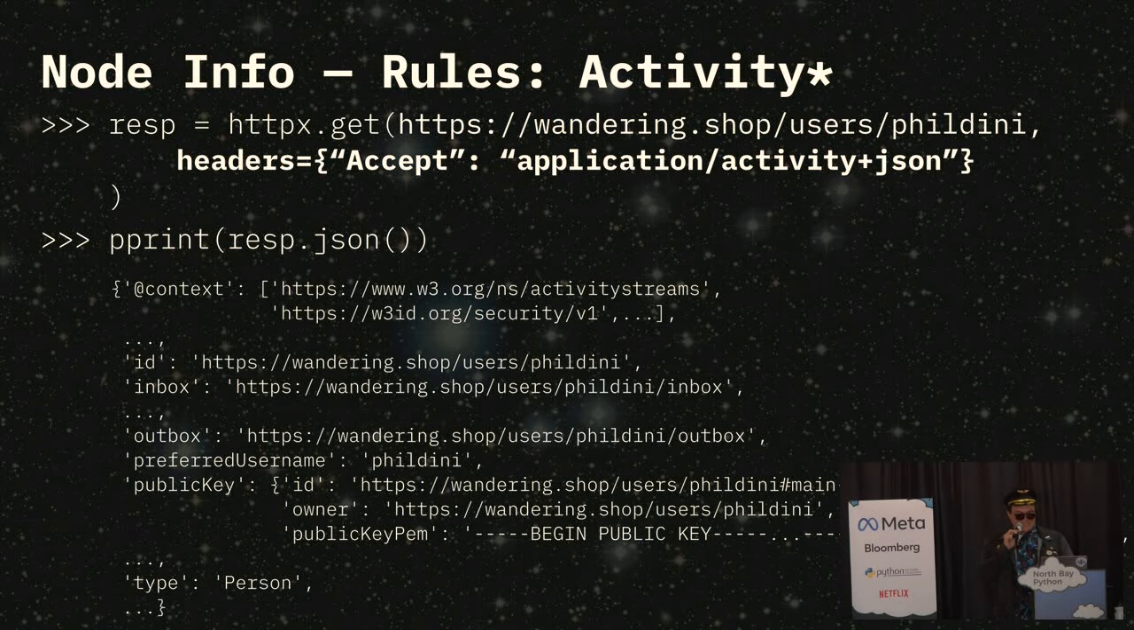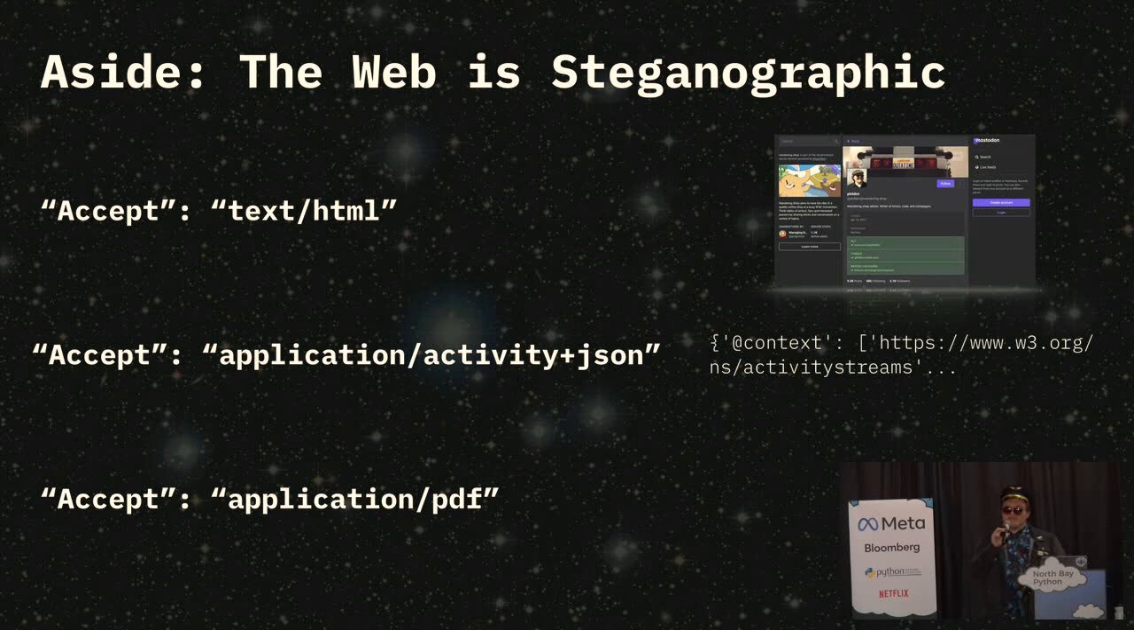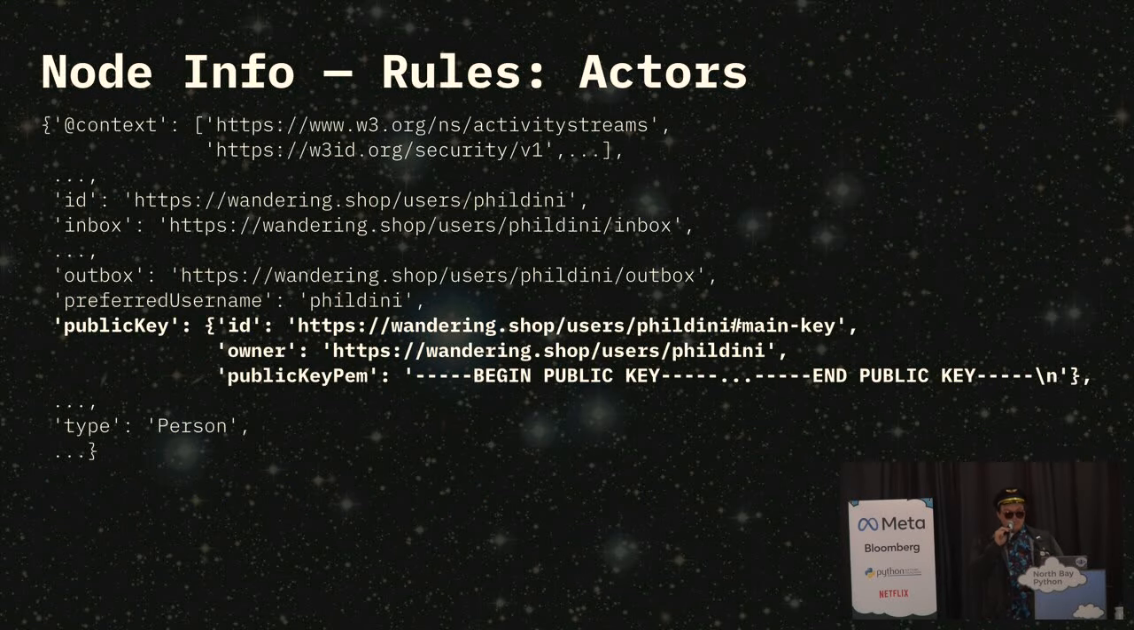I want to make a brief aside to you new comrades. The web is steganographic. A URL is not just a URL. It hides, potentially, multiple things inside it. When you ask for text/html, which is often the default for the web, what you get back is text/html. Your browser renders that as an HTML page. When you ask for application/activity+json, you get back what we just saw. There is nothing preventing you, writing your own servers, from supporting things like application/pdf or image or movie. You get to decide what gets served for different Accept headers, and that gives us a lot of power that we'll talk about later.